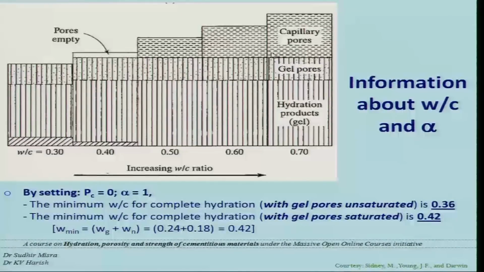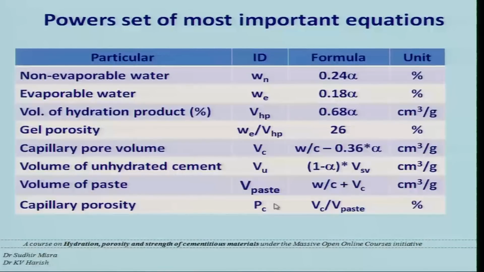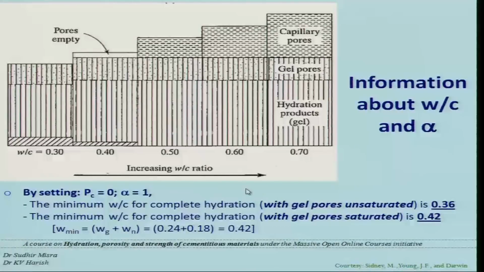So another important thing which Pore has reached in cement hydration system is that he provided more information about approximate water to cement ratio for complete hydration. Okay, so if you get back to the formula for capillary porosity, which is Vc divided by V paste. So what Pore did is that he set Pc equal to 0 and alpha equal to 1, and he found out what is the minimum water to cement ratio for complete hydration. What do you mean by complete hydration?